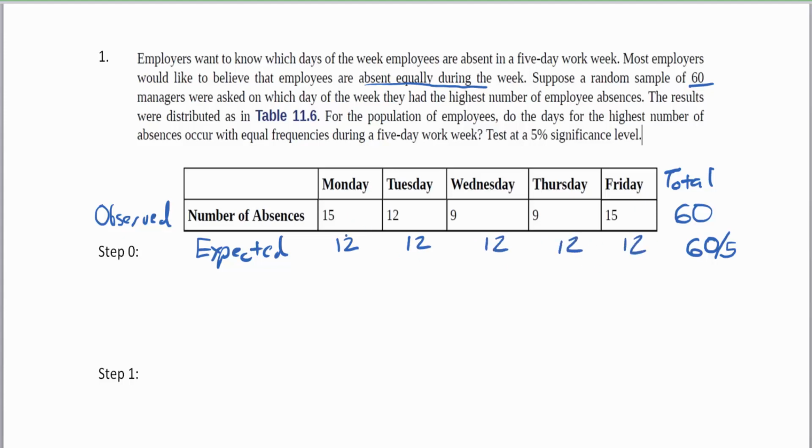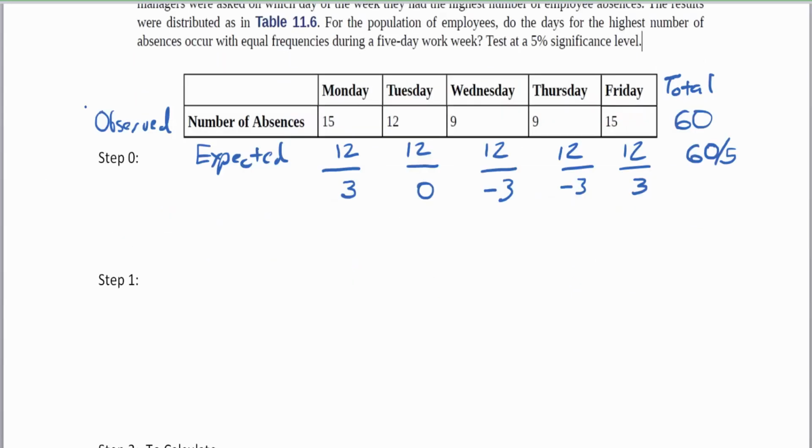Now what you're noticing is that they're not 12 for each of these days. And when we subtract the observed minus the expected, you'll see that we will get a difference in some of these. 15 minus 12 is 3. 12 minus 12 is 0. 9 minus 12 is negative 3. And same with the next one. And then what we have here is 15 minus 12, which is 3. Now, because this is a chi-squared problem, the negatives and positives actually will get eliminated because we're going to be squaring these numbers in step 2. But we should probably focus on doing things in order. So we did our observed and expected and found our differences here.